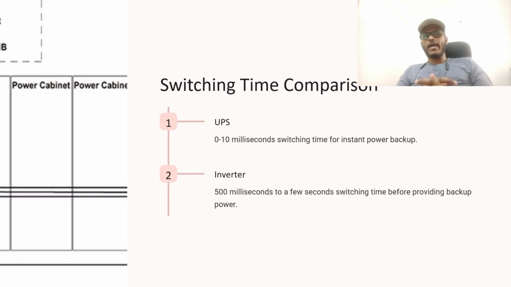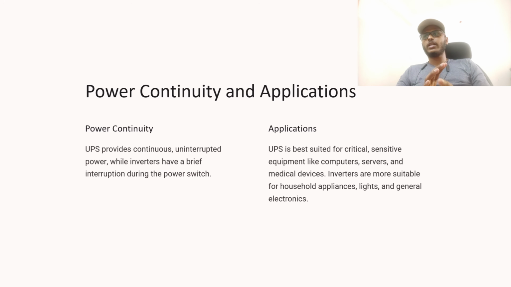Now, the switching time comparison. A UPS generally switches in 0 to 10 milliseconds for instant power backup, whereas an inverter takes around 500 milliseconds to a few seconds of switching time before providing backup power. So that is the switching time comparison between a UPS and an inverter. And power continuity and applications. Obviously, the UPS provides continuous uninterrupted power, while inverters have a brief interruption during the power switch.